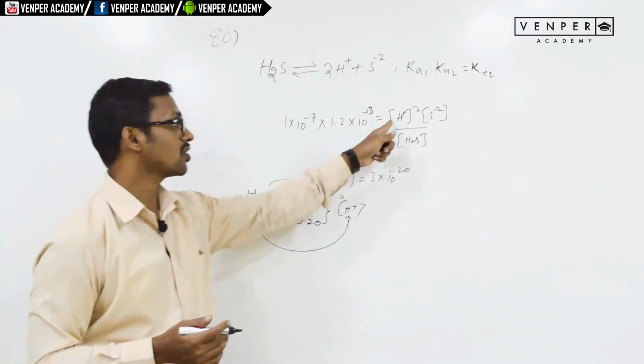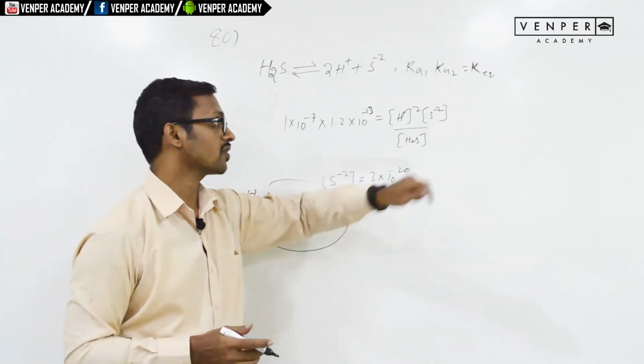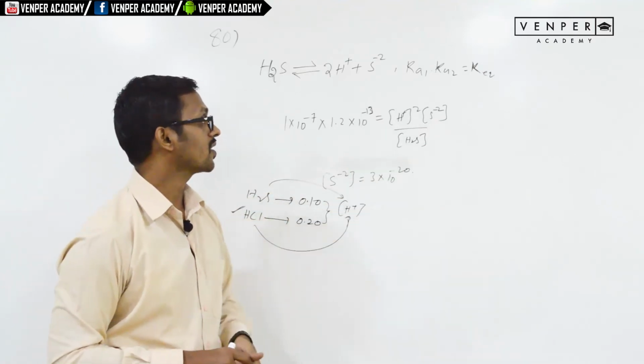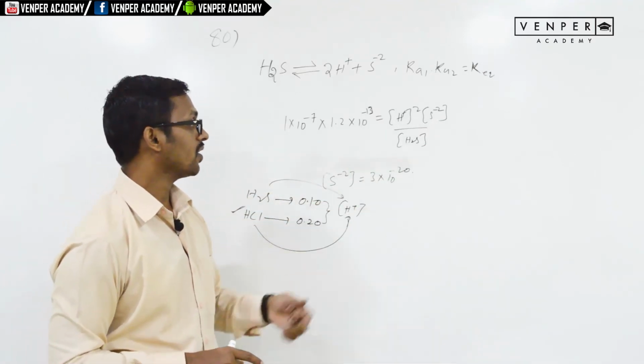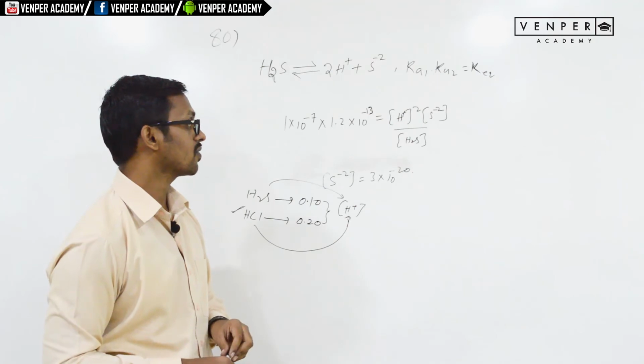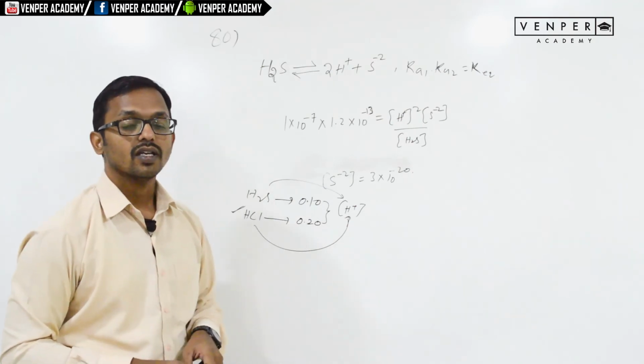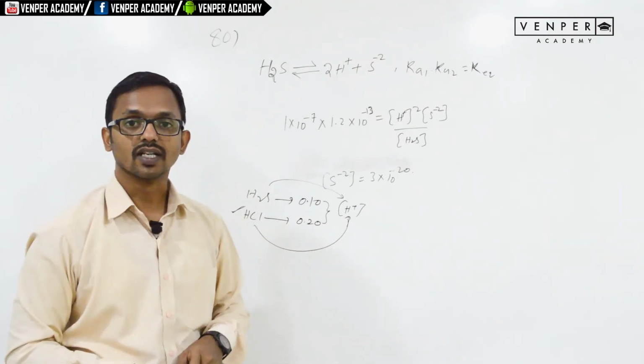So we have to substitute the 0.20 and find the S minus 2, and the H2S concentration is also given in the data. So finally we are getting the concentration of S minus 2 equal to 3 into 10 to the power minus 2. In the given 4 options, option 4 is the correct answer.